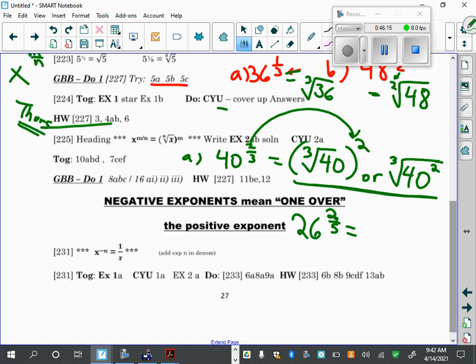Okay, so this is the 5th root of 26, all squared. I like this one the best. Or you could say the 5th root of 26 squared, if you want to deal with big, giant numbers.